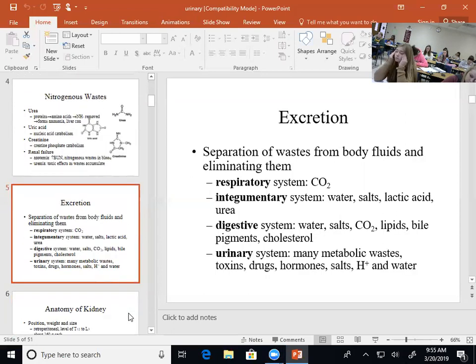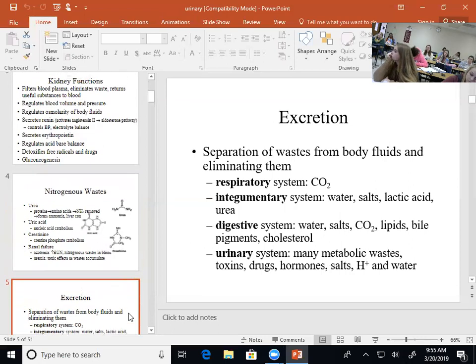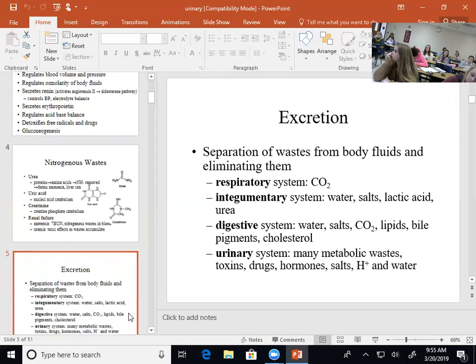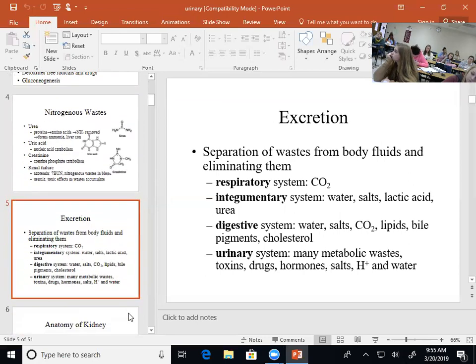So when we think about other waste products, I said there are some other waste products as well, and some of the other waste products we talk about are just water. It's getting rid of excess water. So when we think about excretion, we know that the respiratory system helps to get rid of CO2.